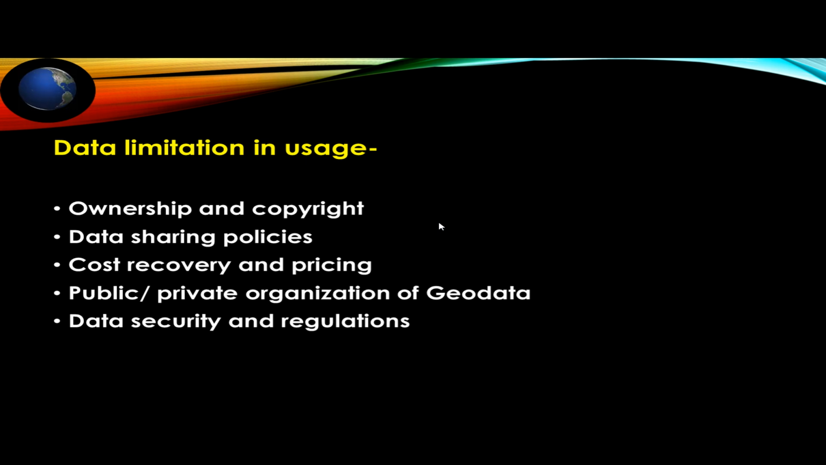And the public and private organizations of geodata: what is available for the public, and what is available for private organizations or specific fields of application. Then data security and regulation. Some data is restricted to team members or organization people. Some data is openly available, but as I told you, high resolution and recently published data can't be easily open to the general public, so some authentication is needed. So they have some privacy and policy of this kind. These are the data limitations in remote sensing.